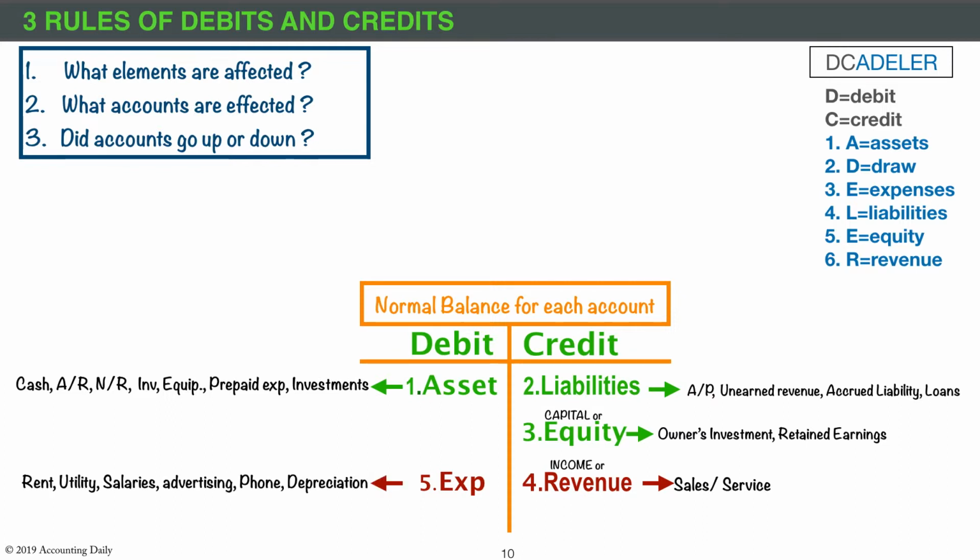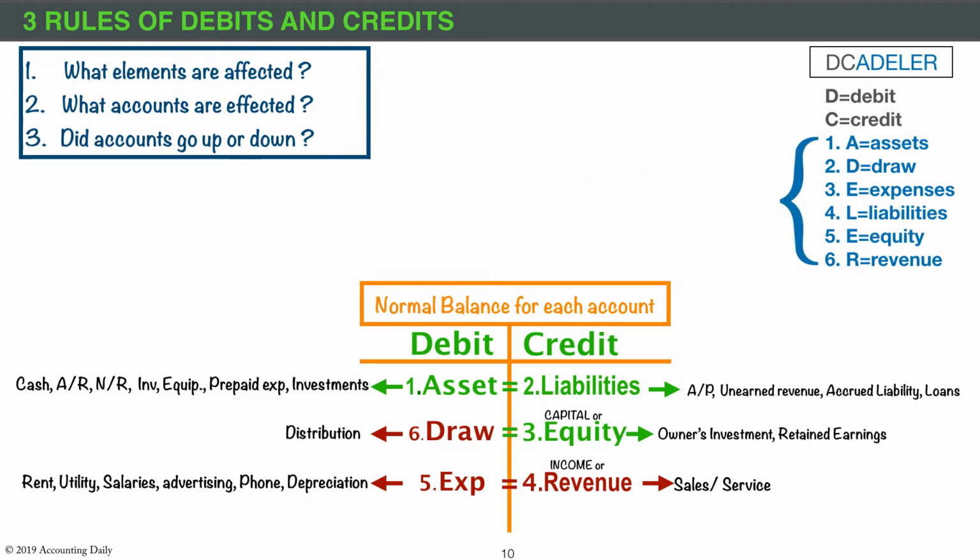Expenses are rent, utility, salaries, advertising, phone, and depreciation. And the normal balance for draw is debit. And draw is simply the distribution of profits to the owners or the partners.